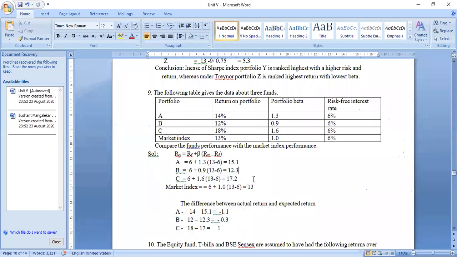Okay. Now here, as we have calculated the market index value as 13, this is going to be in comparison with the expected return that we have calculated for the rest of the portfolios A, B and C. Now, how are we going to compare here? Suppose the value of portfolio A is 13 and the market index is also 13, it means it is neutral. And for B, if you are having 12.3, it is less than.